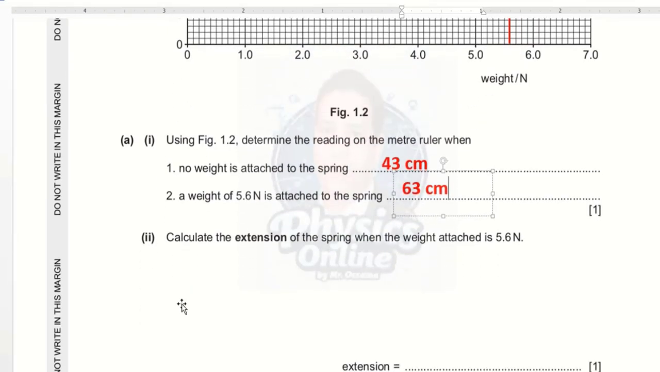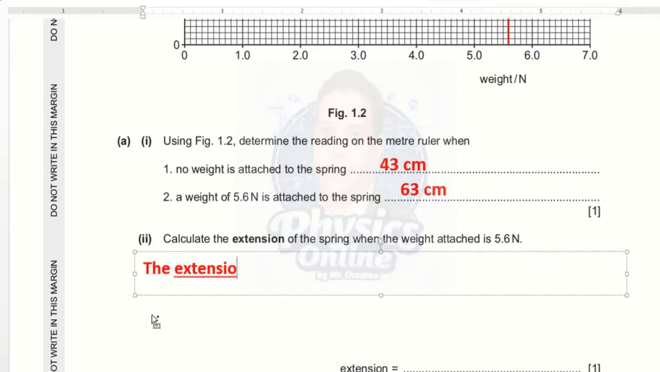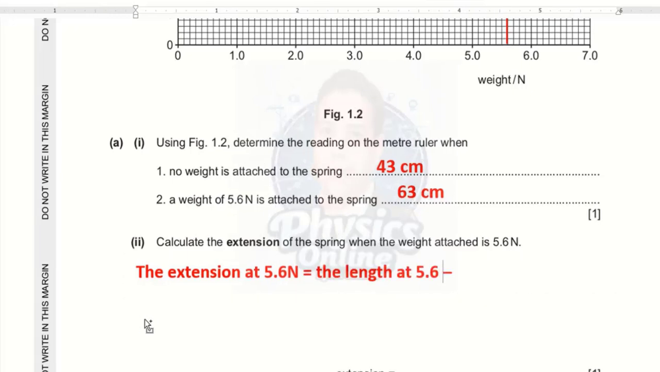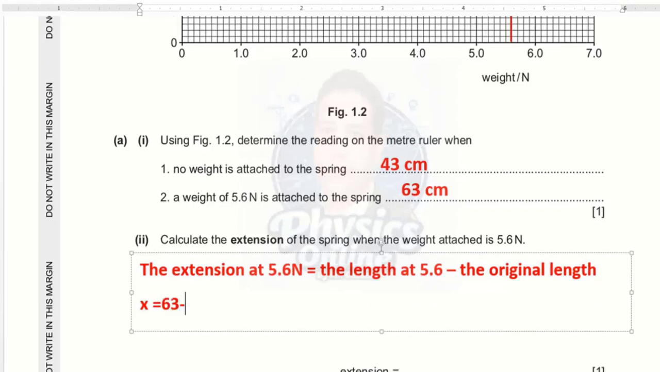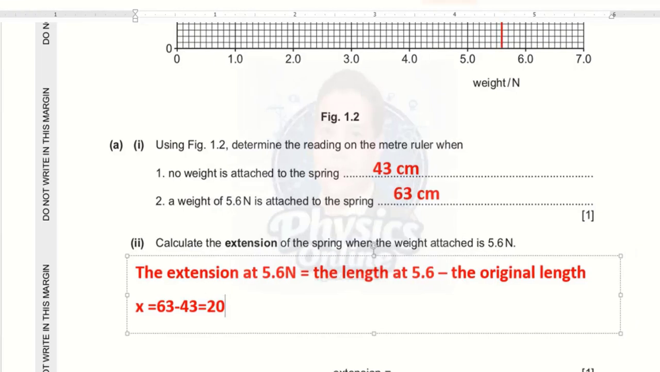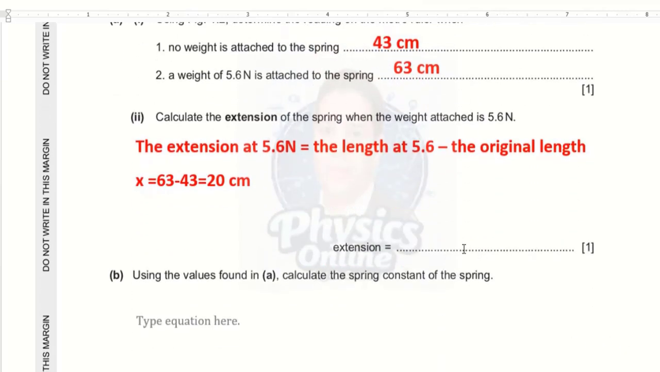Calculate the extension of the spring when the weight attached is 5.6. The extension at 5.6 equals the length at 5.6 minus the original length. 63 minus 43 equals 20 centimeters. So the extension equals 20 centimeters.